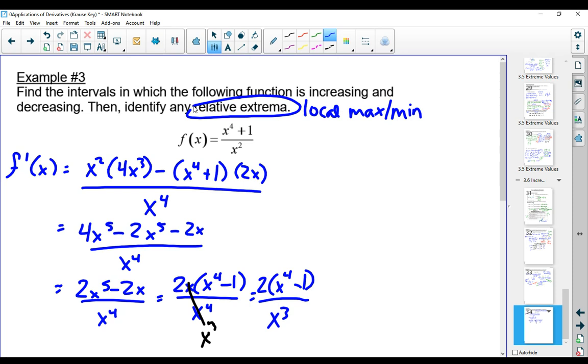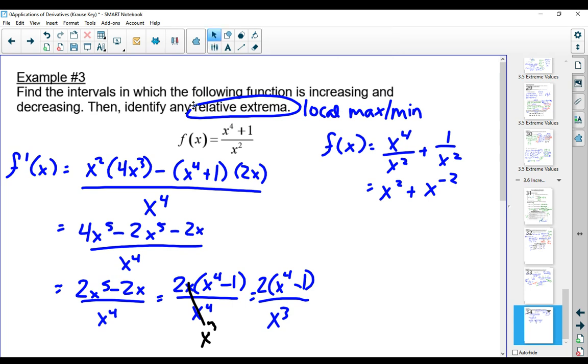You could have also instead said, well, I know that f of x is x to the 4th over x squared plus 1 over x squared. So you can separate them. This then becomes x squared plus x to the negative 2. And that might be a little bit easier to do the derivative of. Derivative of that would give me 2x minus 2x to the negative 3, which is 2x minus 2 over x cubed.